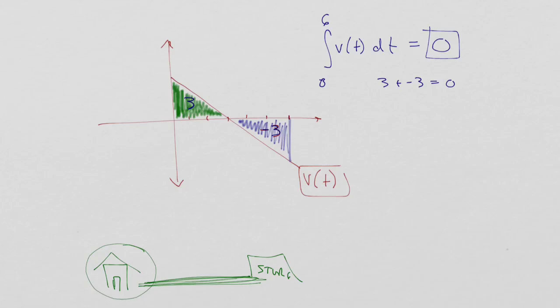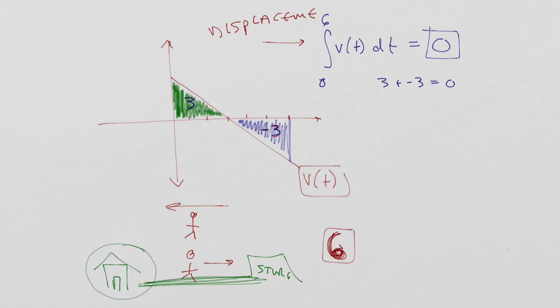But the question changes if I ask you, how far did this person walk? They walked 3 miles this way, and they walked 3 miles this way, so they walked a total of 6 miles. So what I'm getting at here is that there's a difference between displacement and the total distance traveled. This guy up here is the displacement.